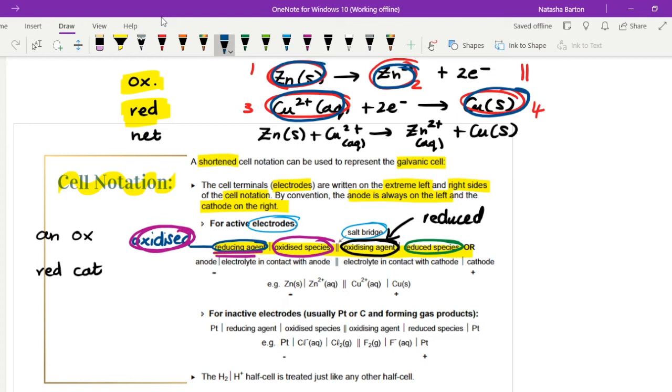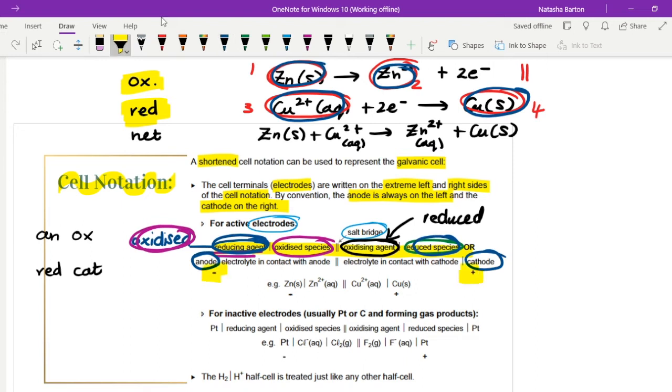Of course, you need to know what I'm referring to when I say reducing agent, oxidizing agent, oxidized species, reduced species. Know that your reducing agent is the anode and your reduced species is the cathode. Your anode is negatively charged in a galvanic cell.